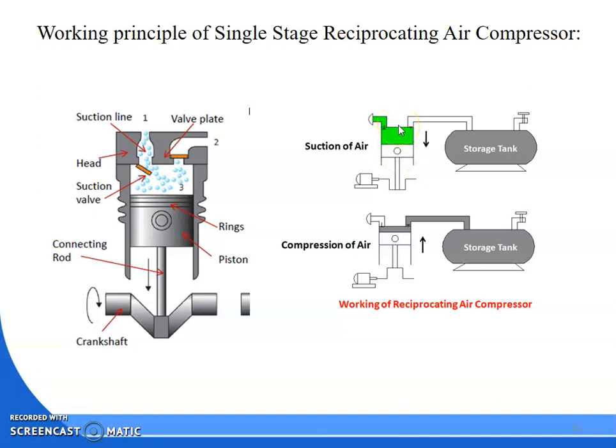For that, the piston will be moved downward. The piston will be moved from the TDC to BDC. When the piston is moved downward, what will happen? The negative pressure or vacuum will be created inside the cylinder. There is nothing, which means there is a vacuum.